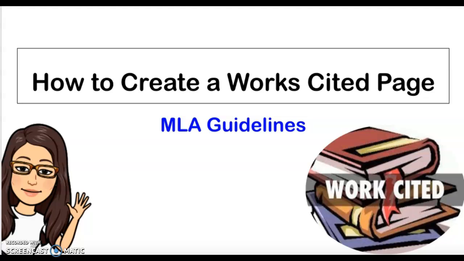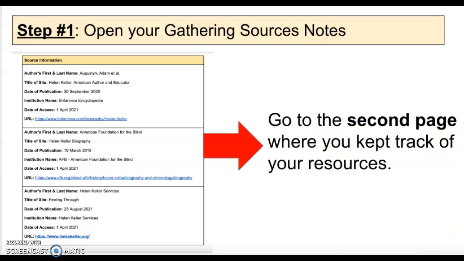Now the first step is referencing your sources notes, which you did before, and this is a page where you gathered all your information based on the author's name, the title of the site, the date of publication, institution, date of access, and URL. In total, you should have at least 3 sources or more.